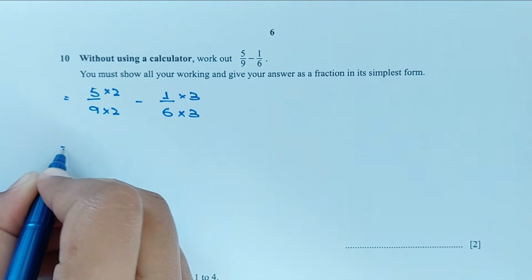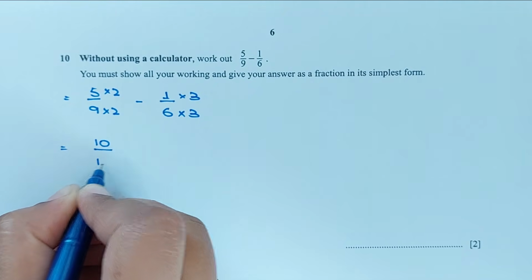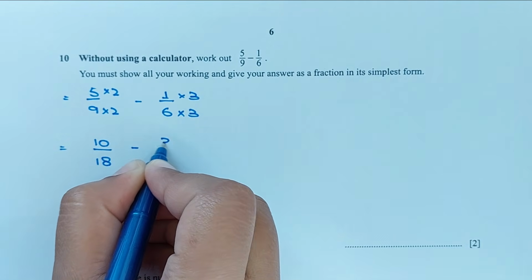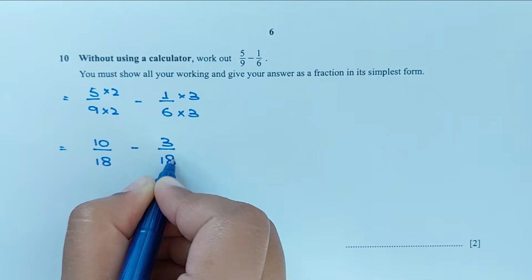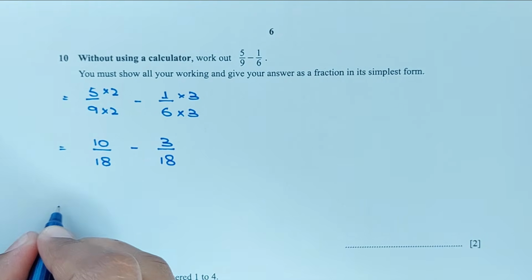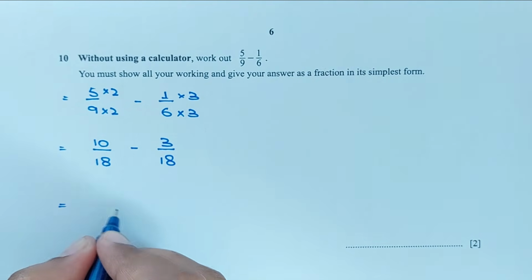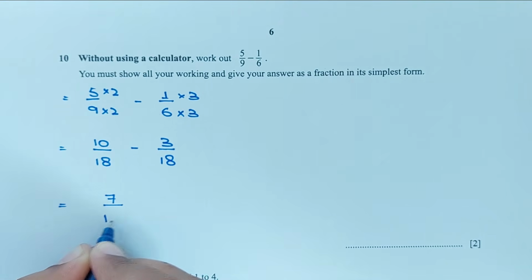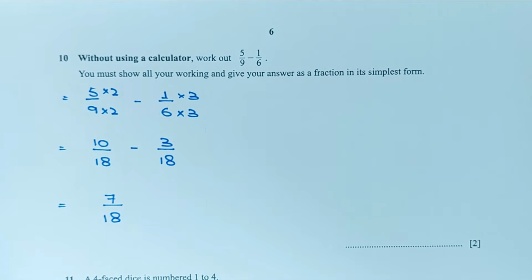Alright. 5 times 2 is 10 over 18, minus 1 times 3 is 3 over 18. And when we subtract, 10 minus 3 is 7 over 18. So 7 over 18 is the simplified answer.